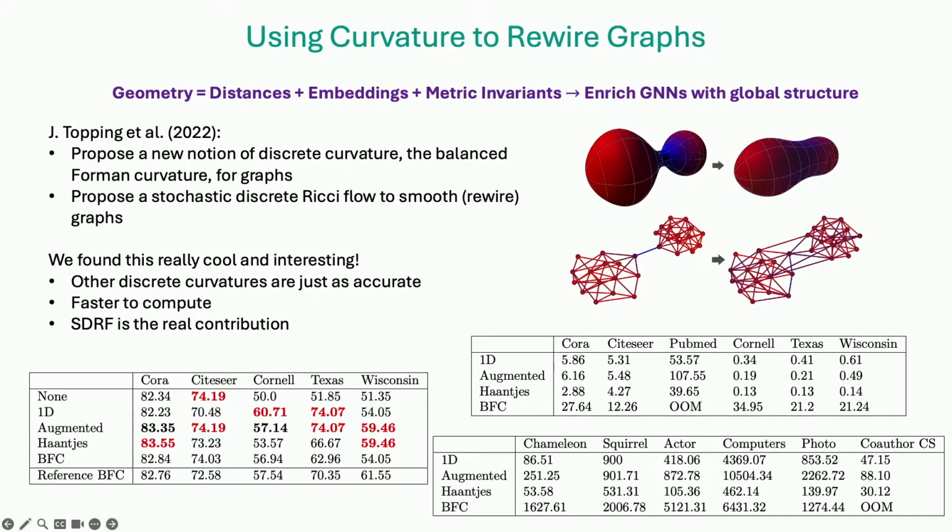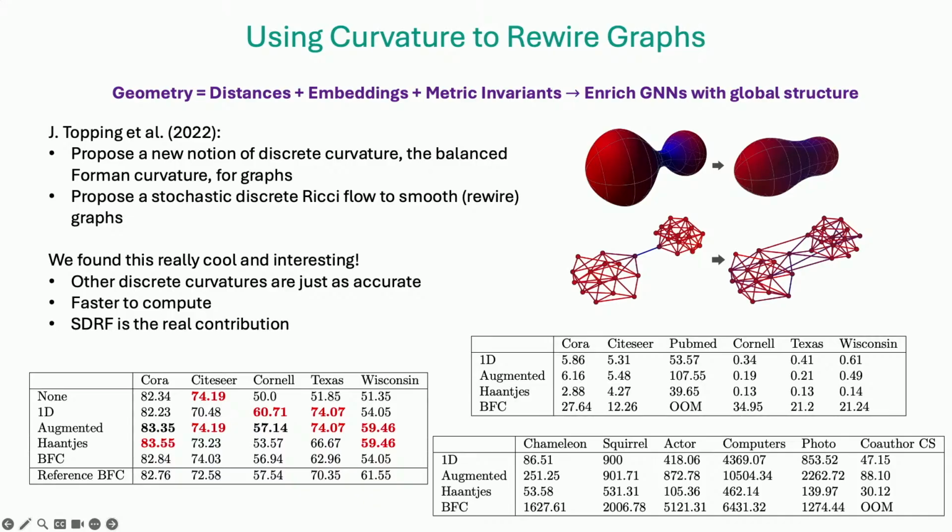There was a paper by collaborators, including Michael Bronstein and people in his group in 2022, where they propose a new notion of discrete curvature, which they call the balanced Forman curvature for graphs. They also propose a stochastic discrete Ricci flow to smooth the graphs, right? So when you have a graph with a bottleneck, like a highway, where a lot of information is passed from one group of the graph to another along this one edge, you can get information which is over-squashed here. So the idea about rewiring graphs is to identify these bottlenecks and then add more edges around there to support the information flow.